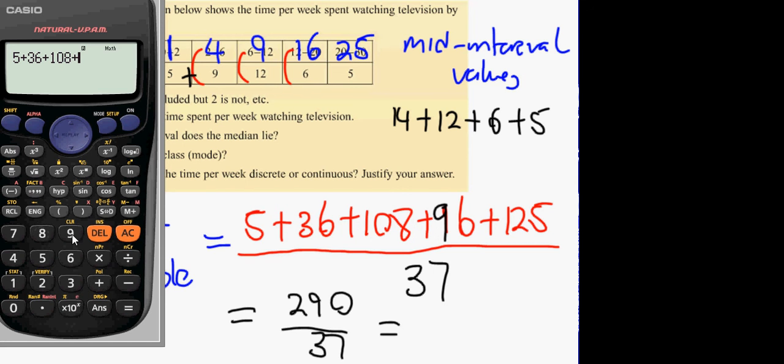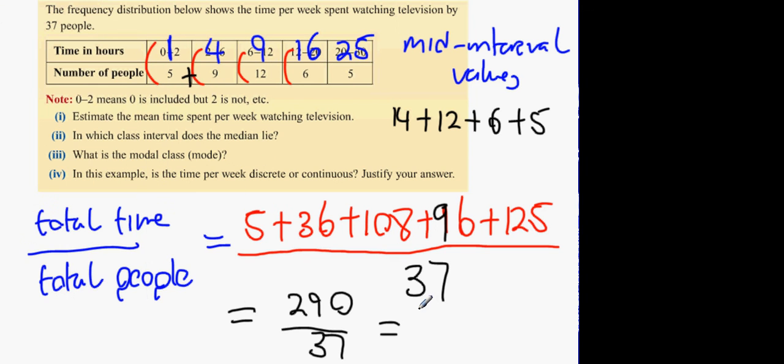108 plus 96 plus 125. That's 329. Add on the 41. 370. So 370 divided by 37, the average is going to be 10 hours of TV. That's the mean.